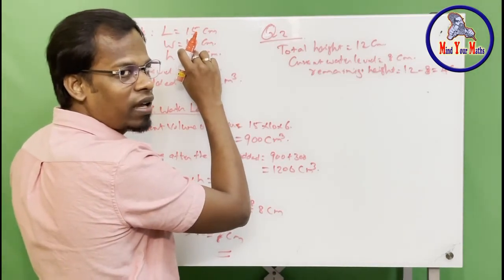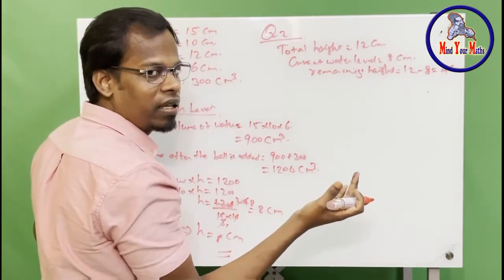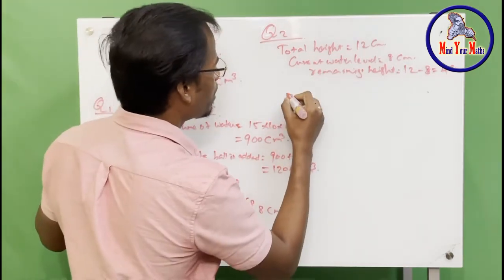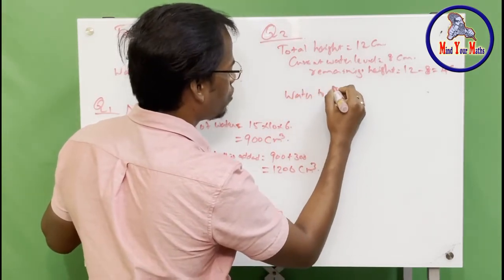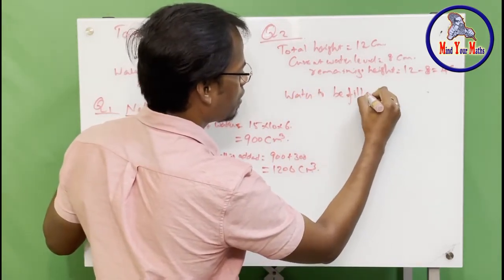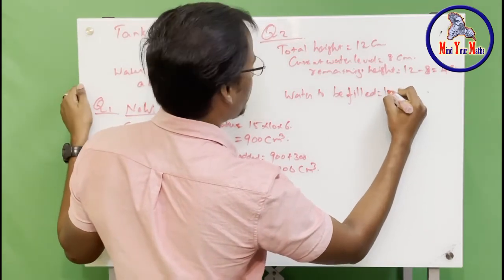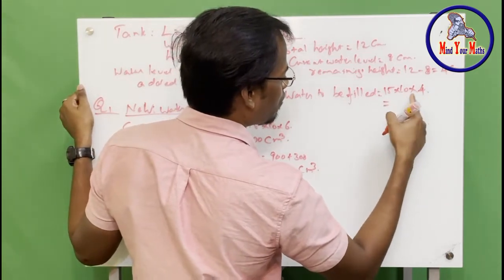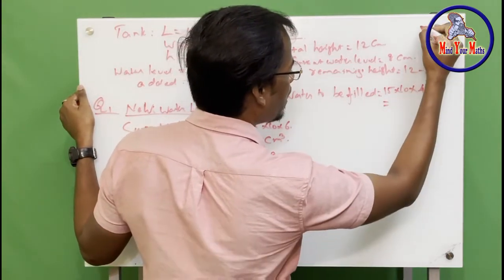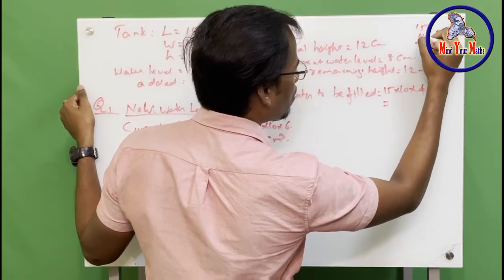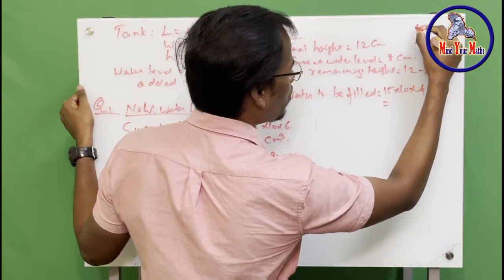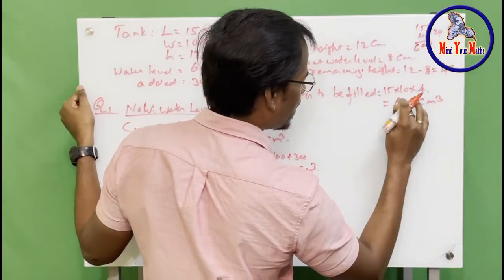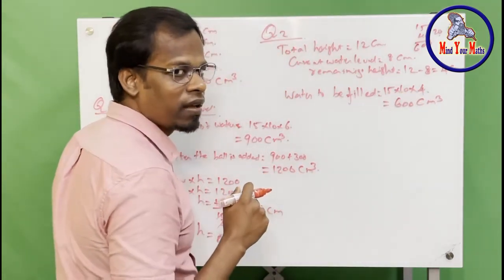So if you multiply all of them, that's the remaining quantity, or the volume of water that needs to be filled in, right? So the water to be filled equals how much? 15 times 10 times 4, right? Which equals 4 times 10 is 40, 40 times 15: 4 times 5 is 20, 4 times 1 is 4 plus 2, 6, 600. 600 cubic centimeter is what is yet to be filled.